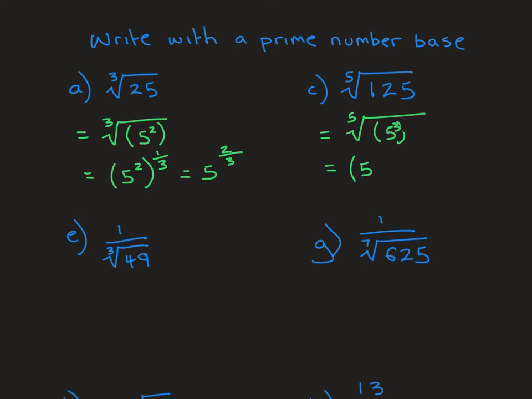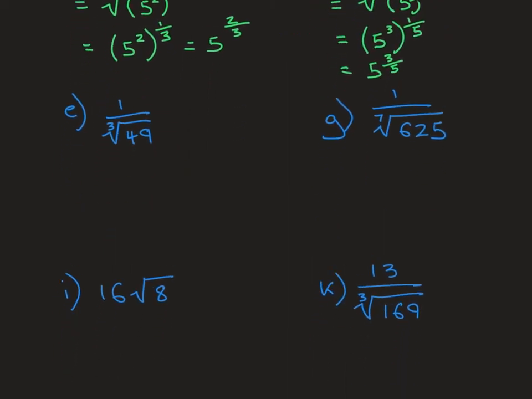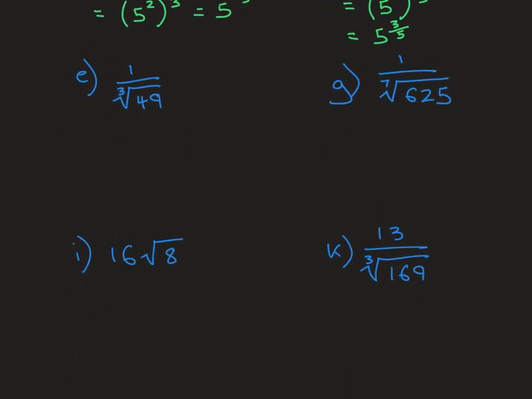There we go. So 5 to the power of 3, and then to the power of 1 on 5, to get rid of that, so it's in index form. And then expanding our brackets, we're going to have 5 to the power of 3 on 5 as our answer there. All right, let's look at the next ones.